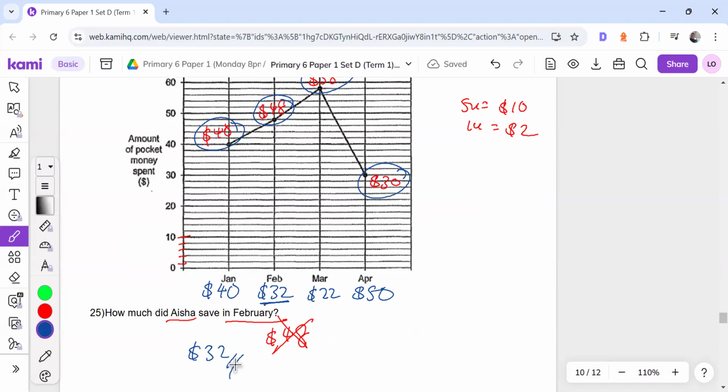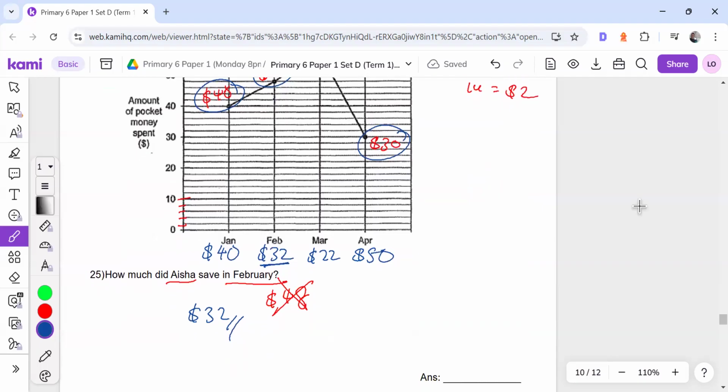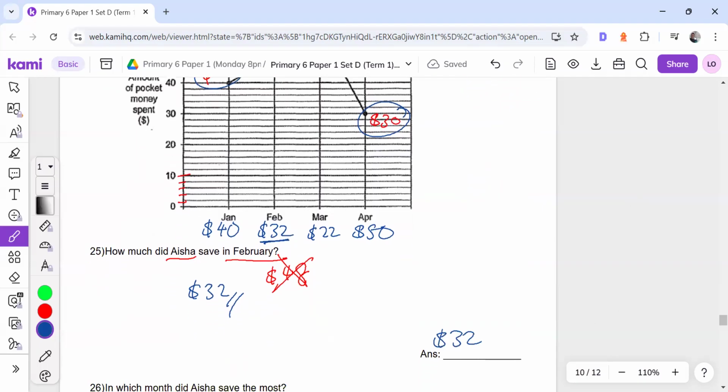Yeah. Did anyone get $32? Okay, more of you. Okay, that's good. Means you're not tricked. Mr. Ong was expecting many people to be tricked. Okay, good. Then you got the answer correct. And then your part B should also be correct.